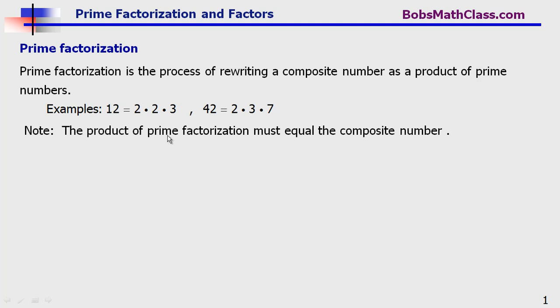The product of prime factorization must equal the composite number. So if you multiply 2 times 2 times 3, you have to get the original composite number that we started with, 12. 2 times 2 is 4. 4 times 3 is 12. 2 times 3 is 6. 6 times 7 is 42. This is called the prime factorization.